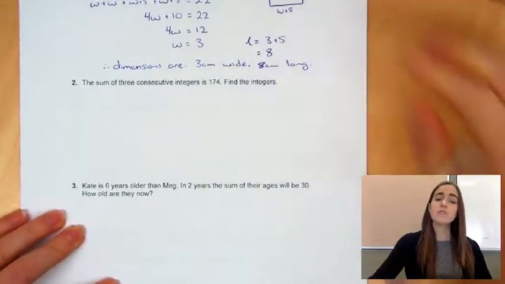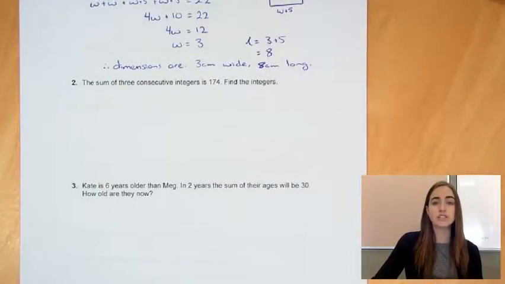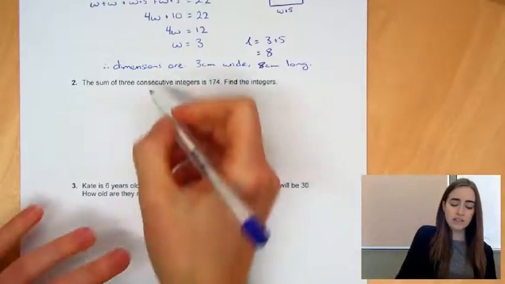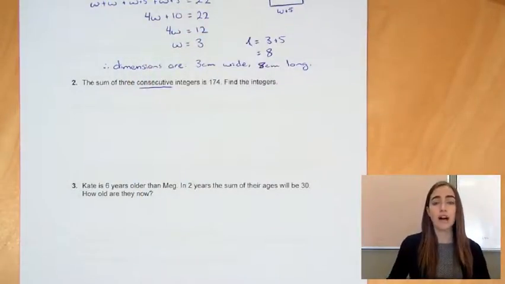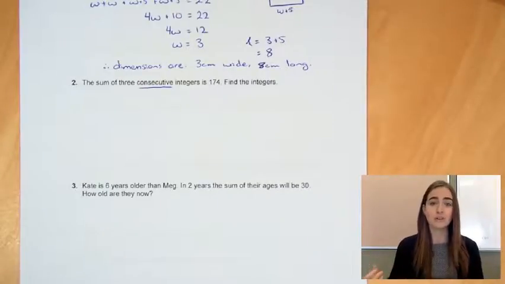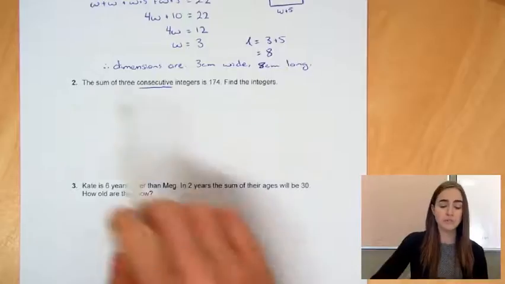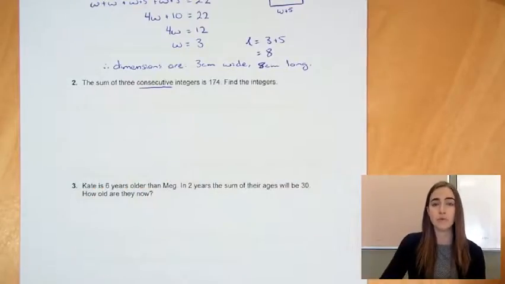So someone says the sum of 3 consecutive integers is 174. Find the integers. So that word consecutive means in a row. So numbers like 3, 4, 5 are consecutive numbers because they're in a row, or 24, 25, 26. So consecutive integers, and integers are just whole numbers. So 3 whole numbers in a row add up to, because sum is 174.